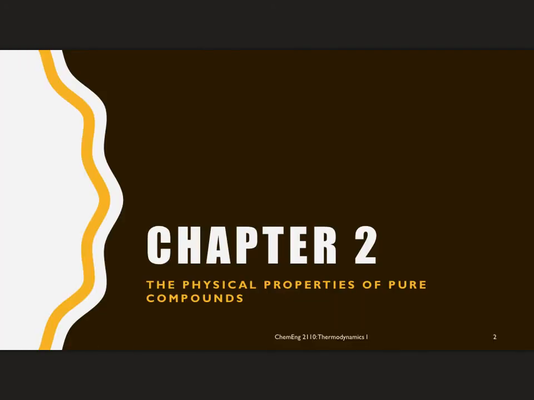So this is an overview of our three basic diagrams that we're going to see for properties. We're going to talk about other properties and how they may be represented graphically in our next lesson.